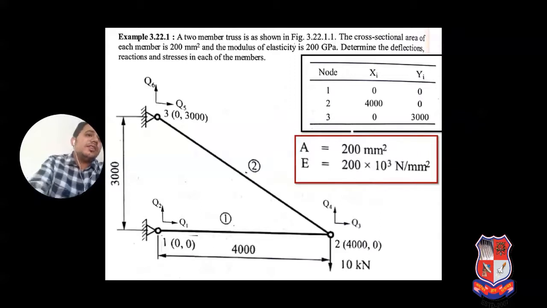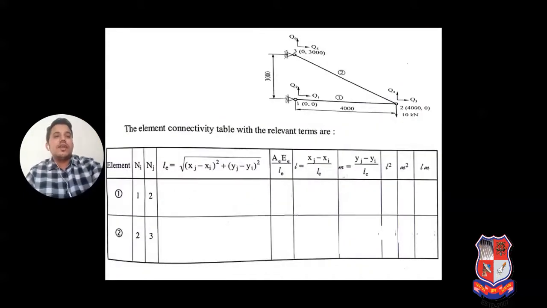Okay, another thing is already given in our data. A is equal to 200 mm square and E is equal to 200 into 10 raised to 3 Newton per mm square. So we are converting gigapascal into Newton per mm square. So as per this final diagram, we have to fill up this table. Element number 1 varies from node number 1 to node number 2, element 2 varies from node number 2 to 3.